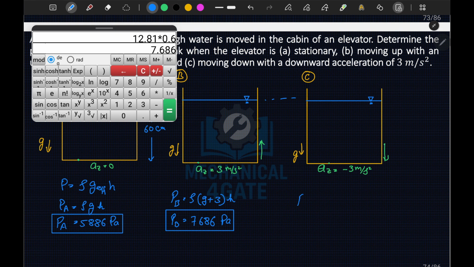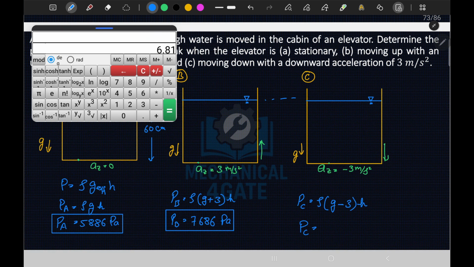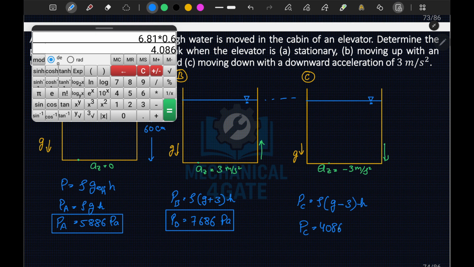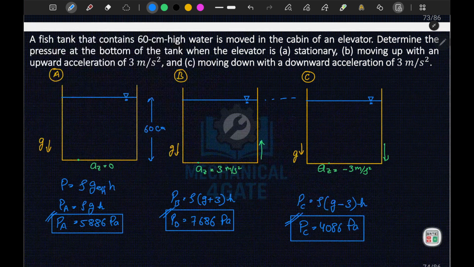And in case of C, PC is equal to rho times g effective, where g effective will be g minus 3, times h. So g minus 3 is 6.81 into h, which is 0.6. So this is 4086 Pascal. So this is your PC. So these are the pressures in these three conditions.